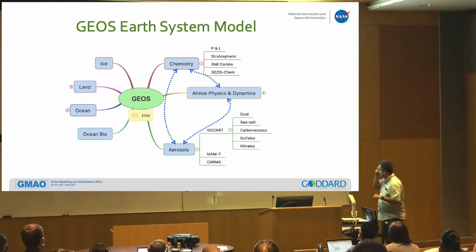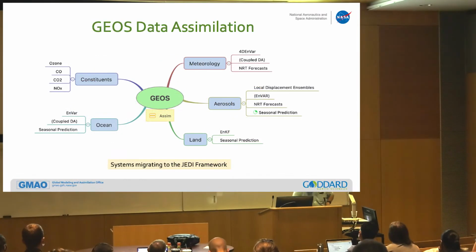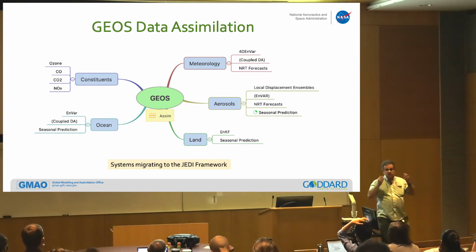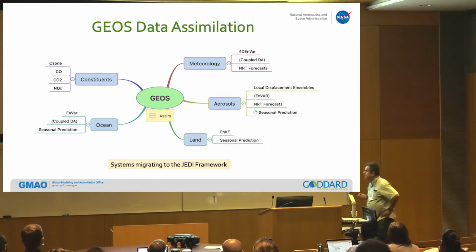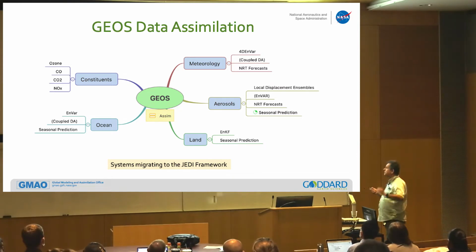So that's the tendency. Models can be run on their own, but if you want to do a prediction, it's very important that you use the satellite data or ground data to constrain the state of that model.